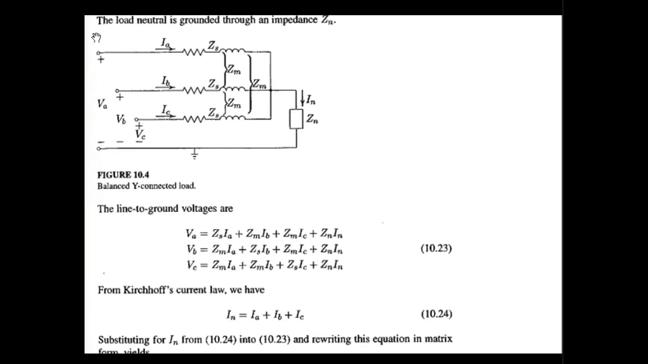Right, VA to ground, this is the first phase, this is the second phase, and this is the third phase. If you don't want to consider mutual effects, in that case you can write a simple equation like IA ZS plus IN ZN. But now you have to consider the mutual effect as well in terms of ZM, with IB and IC. In a simple way, this part you are not generally considering. This part is the additional part, the mutual coupling effect and mutual impedance due to that effect.